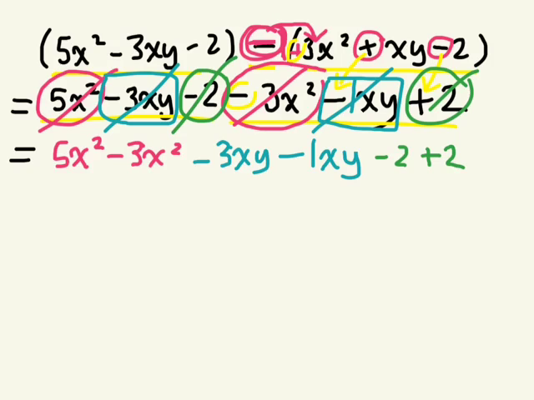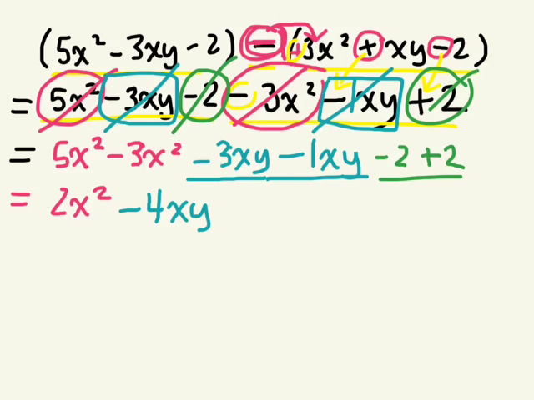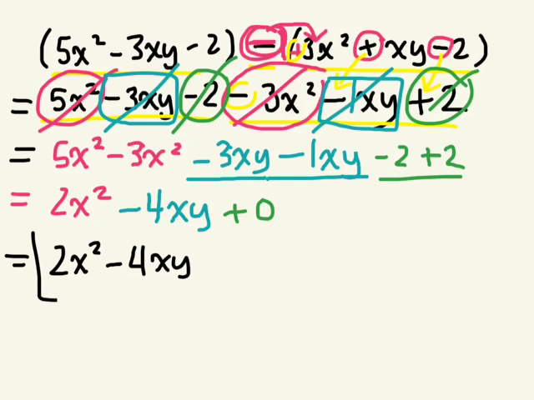Simplify. 5x squared minus 3x squared, 2x squared. Negative 3xy minus 1xy, negative 4xy. And what's negative 2 plus 2? Nothing. Do I need to really write that? No. So I can just simplify it to say 2x squared minus 4xy is in simplest form. And I have no more like terms left over at the end, so I know that I'm done simplifying.